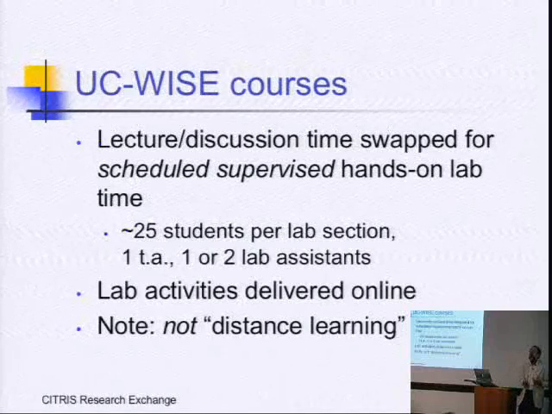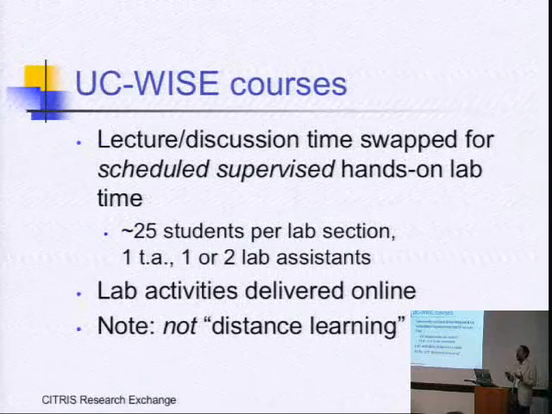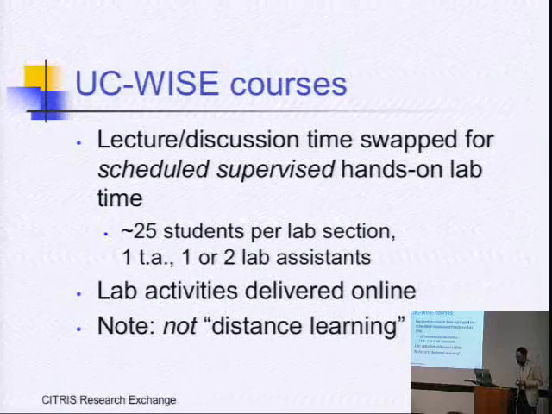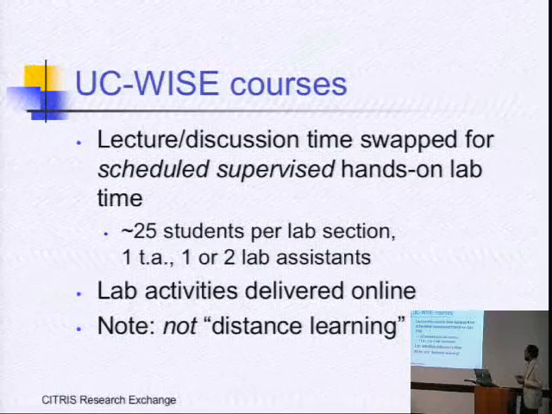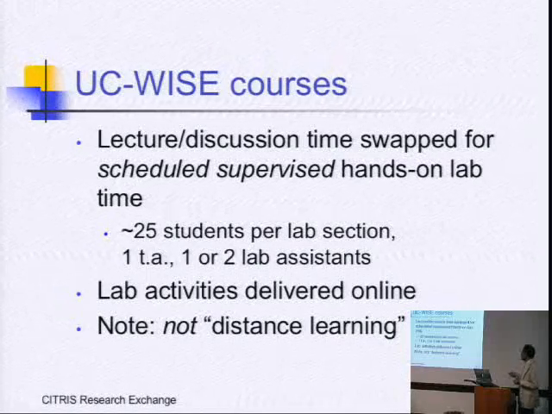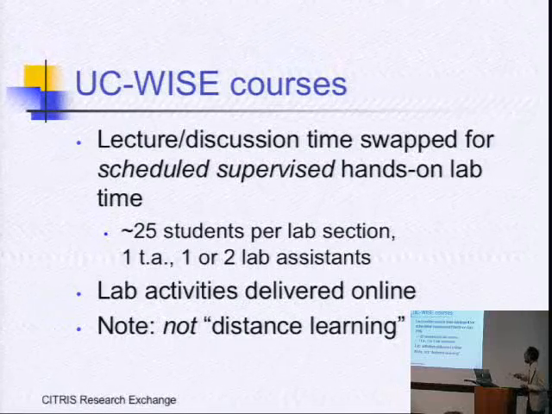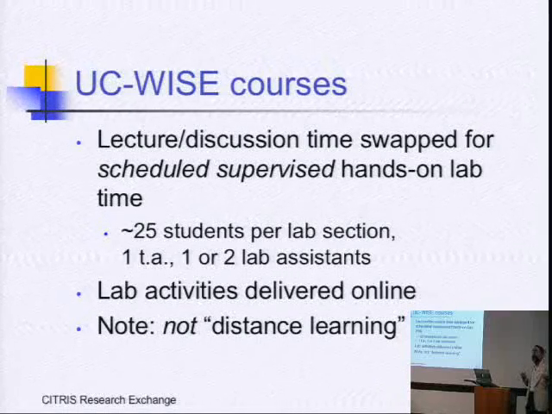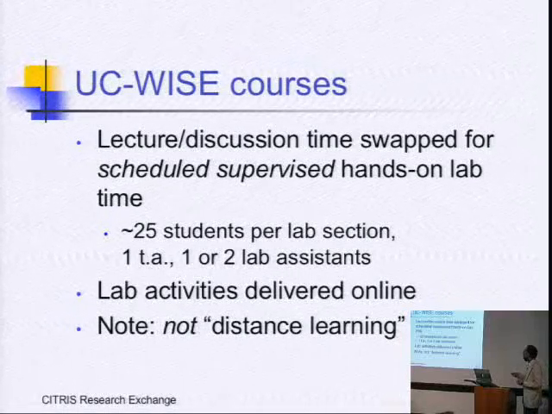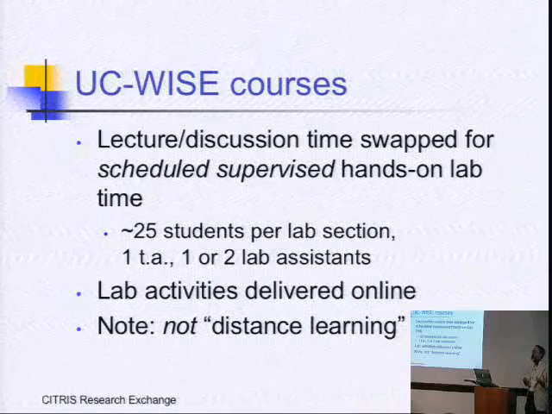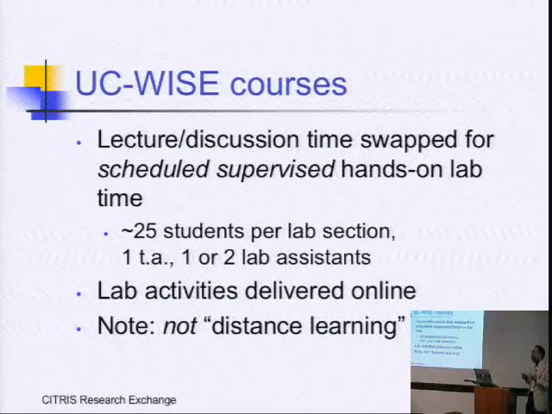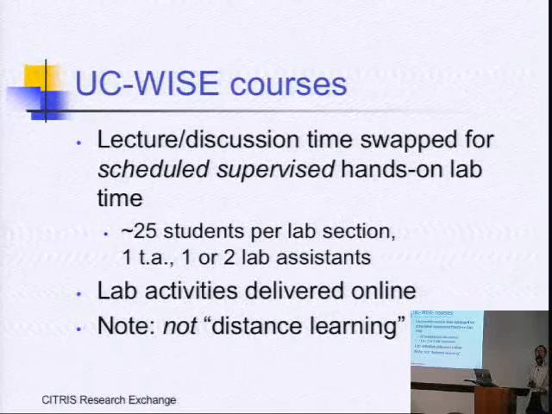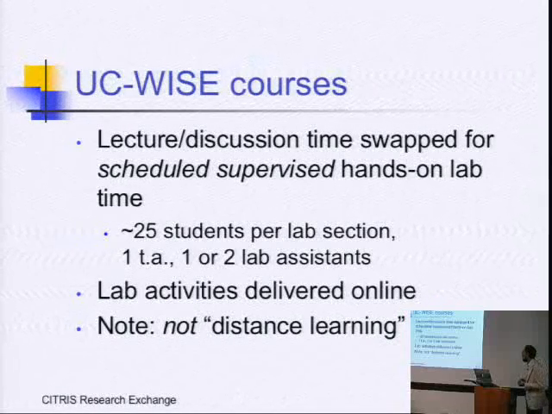So what we're doing in UCWISE in the course format is swapping lecture and discussion time for hands-on lab. There's a couple of things that are important here. One is that the hands-on lab is supervised by a TA. So there's a TA in all of our lab sections. And the second is that it's scheduled. So these are what in CS education terms we call closed labs. And so it's like physics, where you go to a physics lab from 2 to 5 on Wednesday or whatever.